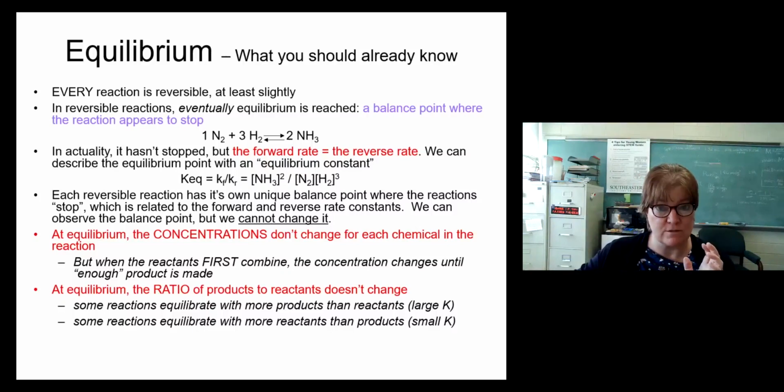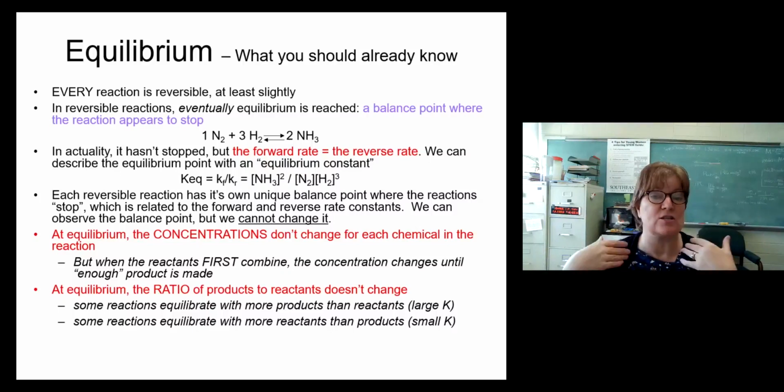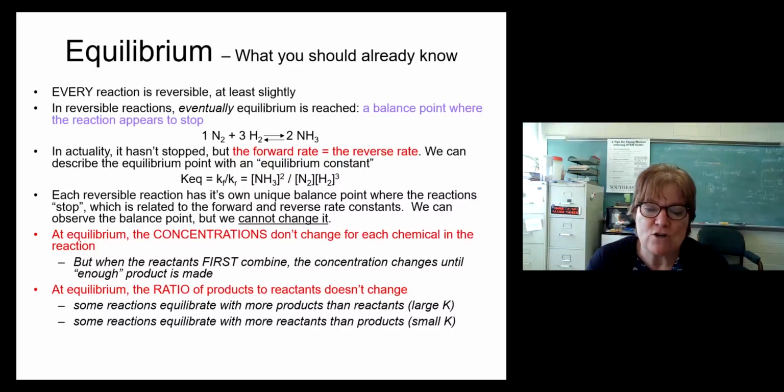But when it first starts, the reactants' concentrations are changing. In other words, it doesn't get to equilibrium right away. At the beginning, I'm having more forward reaction than reverse reaction. So I am changing the concentration of my reactants at the beginning of the reaction, but I get to a certain point where they stop changing, and that's when I've reached equilibrium.